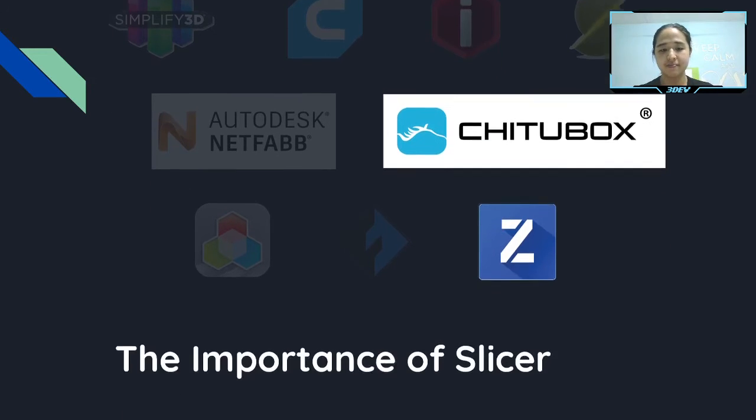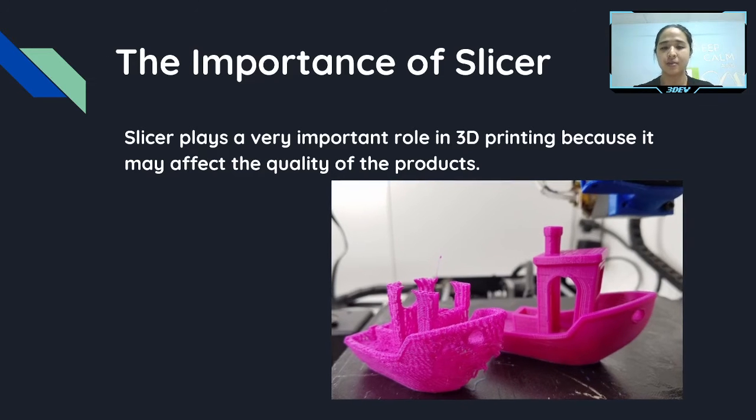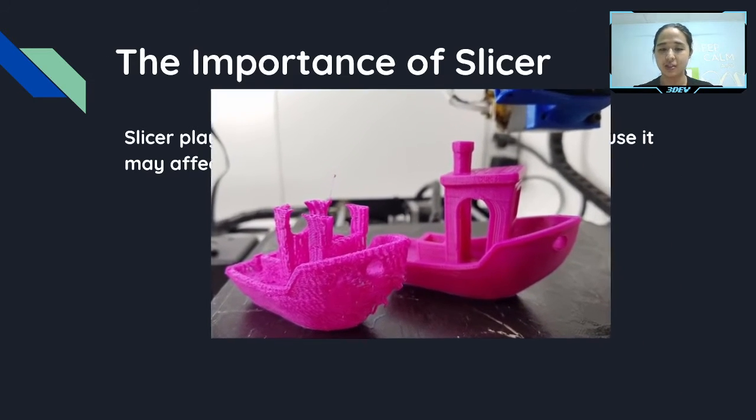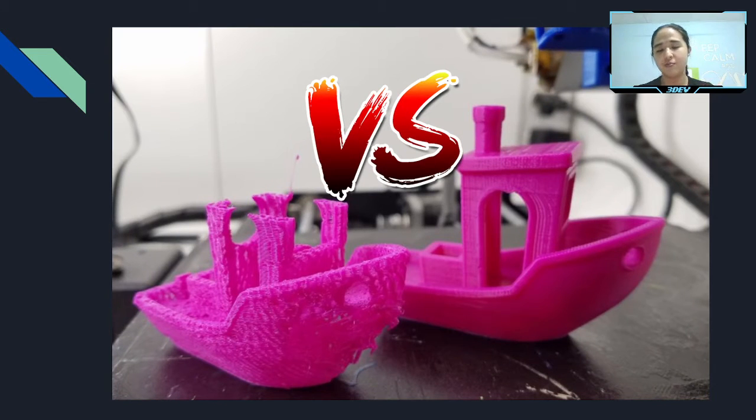So next up, the importance of the slicer. A slicer plays a very important role in 3D printing, because each setting will affect the quality of your product. For example, in the picture over here you can see we have two models, two Benchies. This Benchy is a type of model that is used to test the quality of your 3D printer.